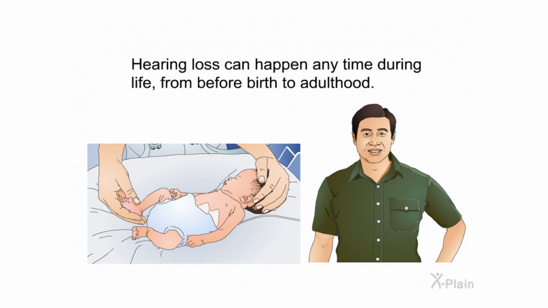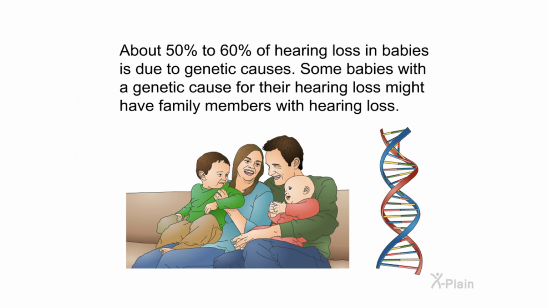Causes. Hearing loss can happen any time during life, from before birth to adulthood. About 50 to 60% of hearing loss in babies is due to genetic causes. Some babies with a genetic cause for their hearing loss might have family members with hearing loss.